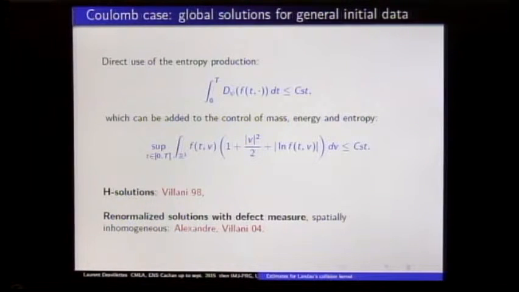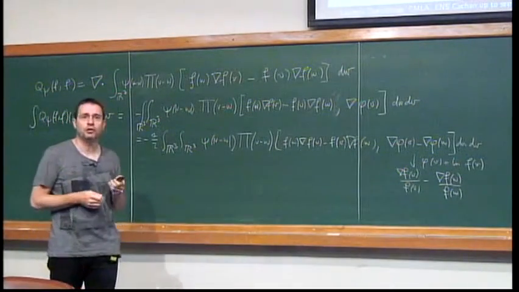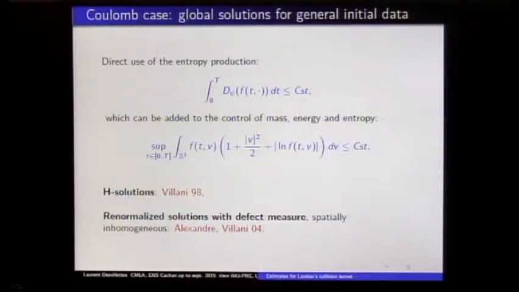But if you add the control that you know on the entropy production, then it's possible somehow to write a weak formulation which uses directly the entropy production. So it needs some algebra. And since you know that this entropy production is in L1 in t, you can use this extra information in order to show existence of global solutions. So somehow, those solutions are weak solutions, but they are in some sense weaker than traditional weak solutions, because you really need to introduce the entropy production inside the definition of the weak solutions. So because of this, Villani proposed to call them with a specific name, and he called them H solutions. You can conceive them as weaker than traditional weak distributional solutions, if you wish.